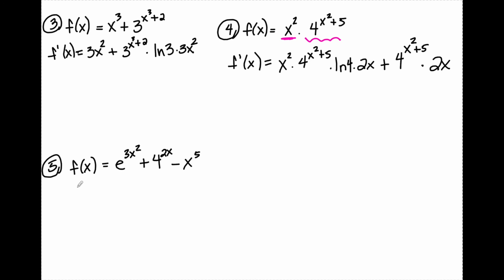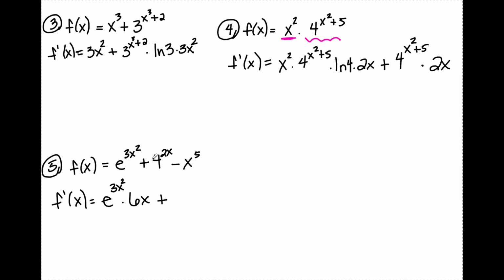Number 5, f of x equals e to the 3x squared plus 4 to the 2x minus x to the 5th. Since each of these terms are separated by addition and subtraction signs, I can take the derivative of each piece individually. When I do the derivative of e to the 3x squared, I'm using the e to the u rule. The derivative of e to the u is e to the u du dx. Copy times the derivative of the exponent. e to the 3x squared times 6x plus.